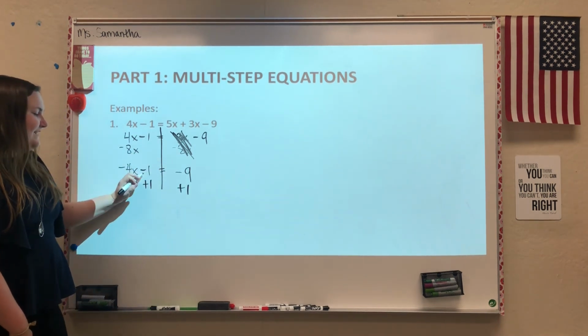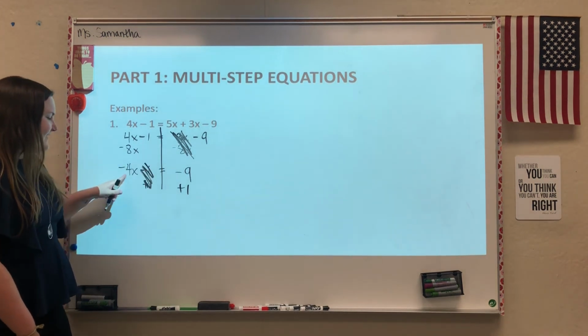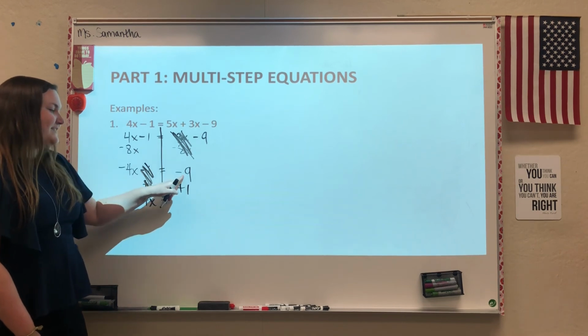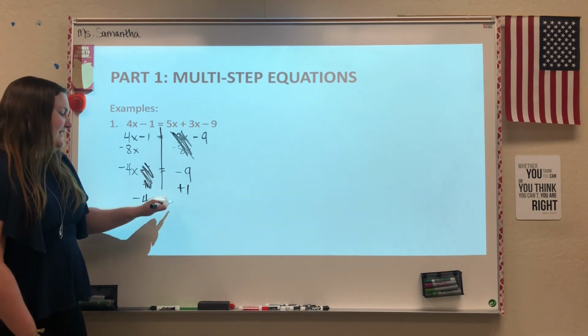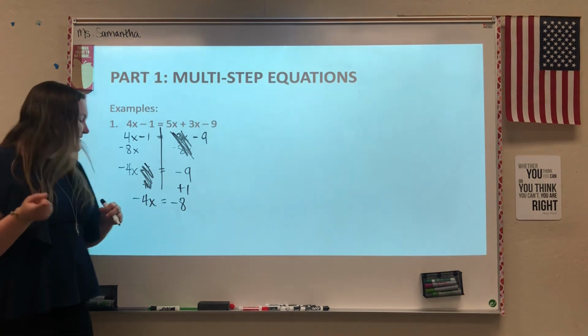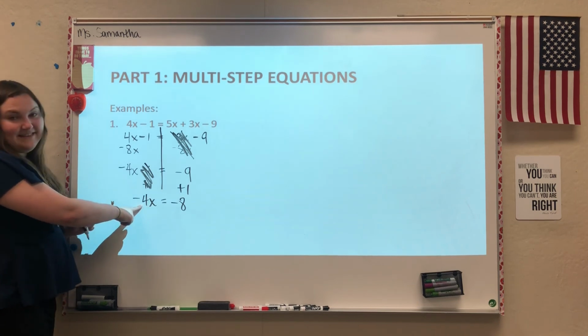When I do that, negative 1 plus 1 leaves me with 0. It's nothing, so those cancel out. And I'm left with a negative 4x on this side. And then on the other side, a negative 9 plus 1 leaves me with negative 8. There's only one last step to do, and that is to get x all by itself and eliminate the negative 4x.